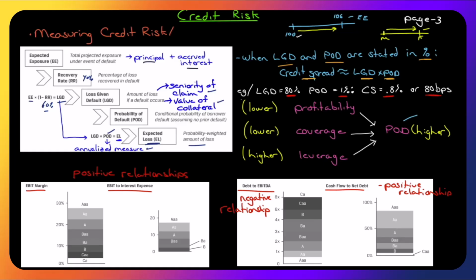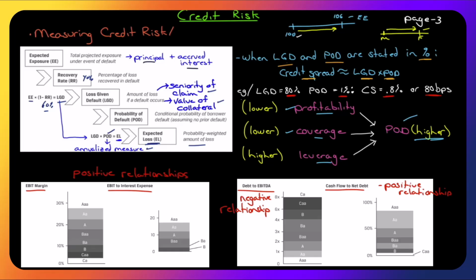Probability of default is affected by profitability, coverage, and leverage. The lower the profitability of the issuer, the lower the coverage ratios. Coverage is how many times your cash flow can pay interest, or how many times your cash flow can service the debt, the debt service coverage ratios, etc. And the higher the leverage, which means the lower the amount of equity you have financing your assets, the higher will be the probability of default.